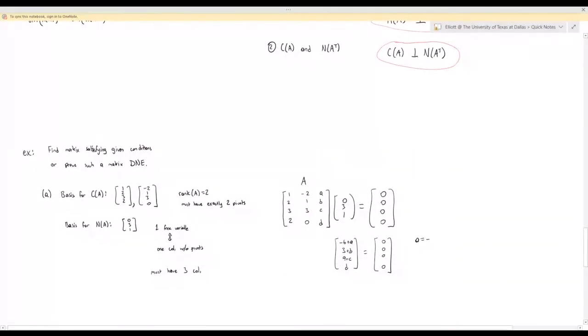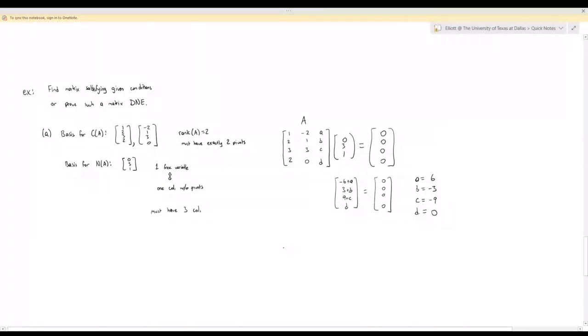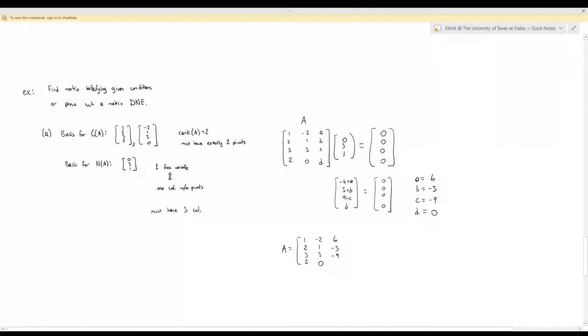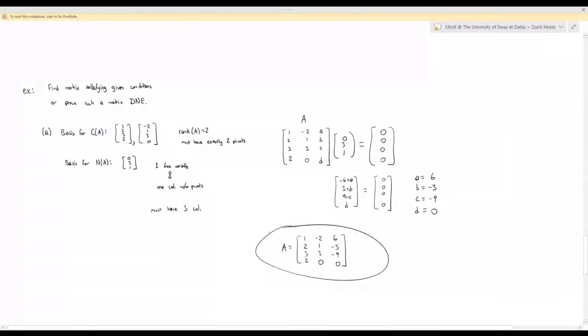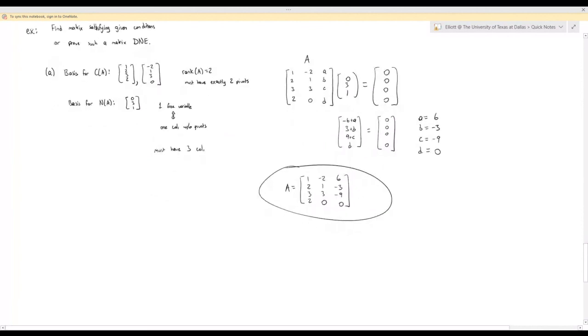So therefore, you get that A would have to be positive 6. B would have to be negative 3. C would have to be negative 9. And D would have to be 0. Okay. So that means if I choose matrix A to be this matrix here, A is 6, B is negative 3, C is negative 9, and D is 0. This matrix A should satisfy the given conditions, okay? Its column space will be these two vectors since we placed them into the matrix as columns. This vector is in the null space because we set up the third column to make that happen, okay? All right, so here we came up with a matrix that satisfies the given conditions then, okay?